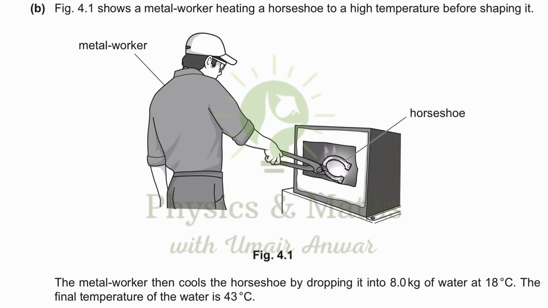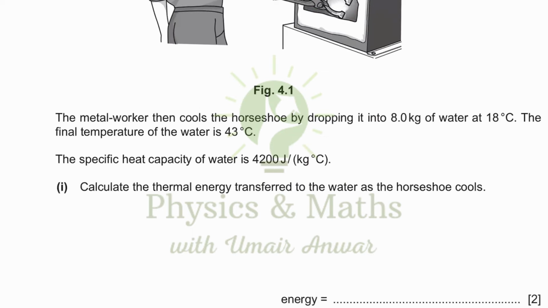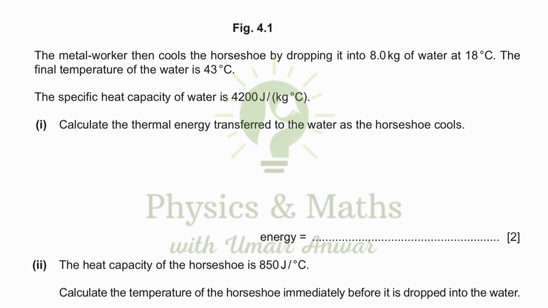Figure 4.1 shows a metal worker heating a horseshoe to a high temperature before shaping it. So this is the horseshoe being heated over here. The metal worker then cools the horseshoe by dropping it into 8 kilograms of water at 18 degrees centigrade. The final temperature of the water is 43 degrees centigrade because the horseshoe is transferring heat energy to the water.